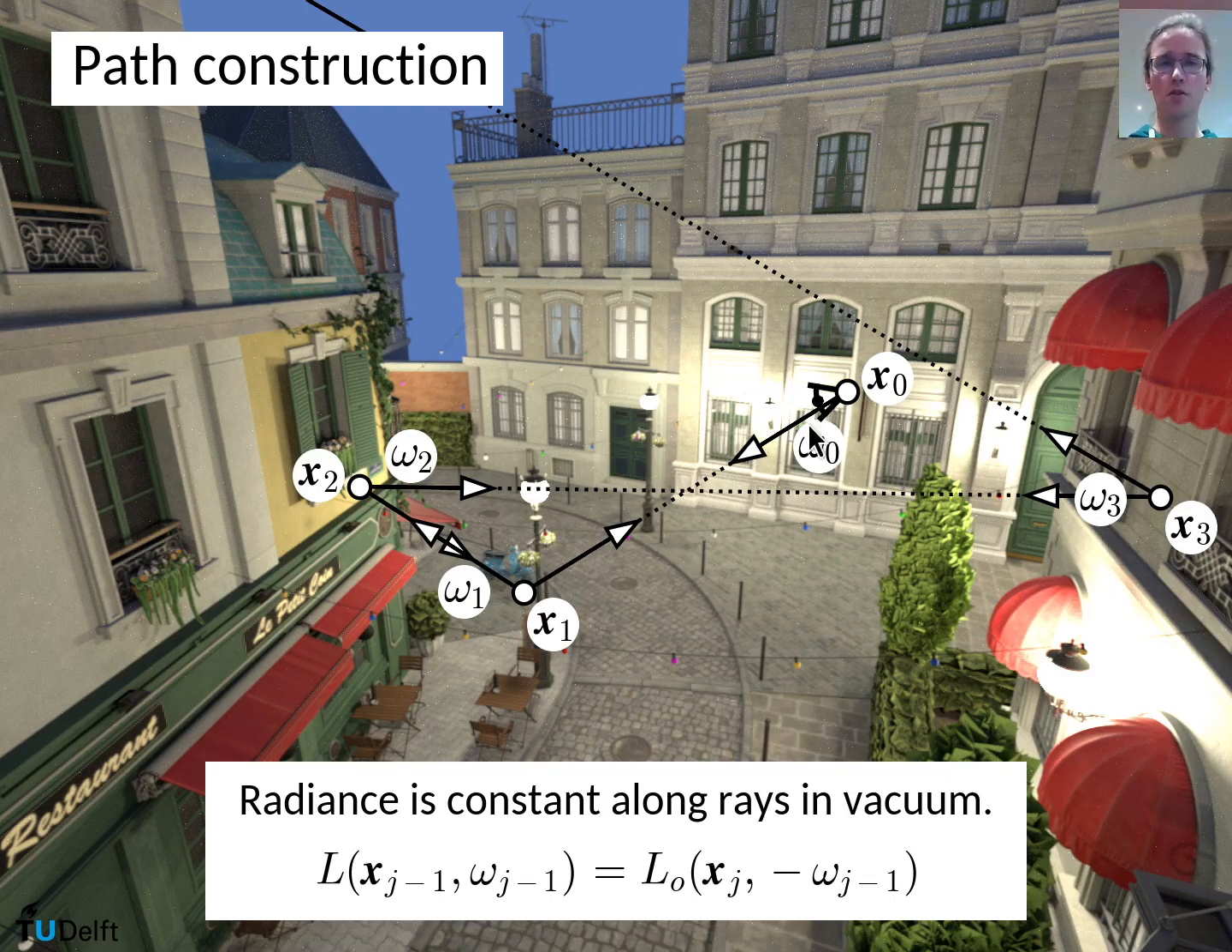Of course, you could use more directions, but then you would basically get a tree of rays here, and the number of rays that you would have to trace would go up exponentially, which we do not want. So we use path tracing where we only use one random direction.